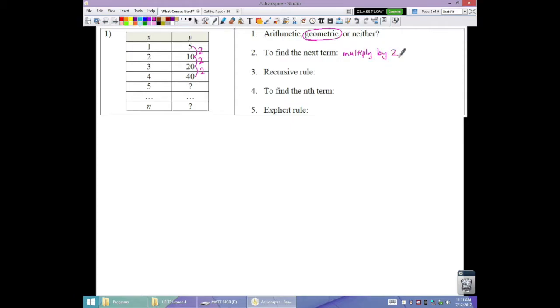So that makes the recursive rule, well, we'll write down f of 1 equals 5. And also we will need f of x equals f of x minus 1 times 2.